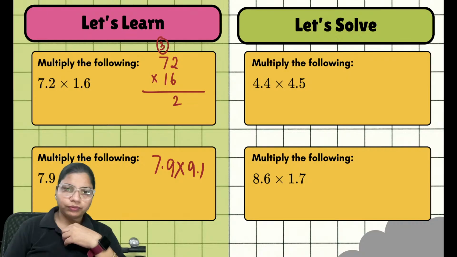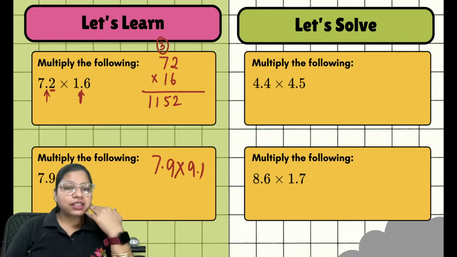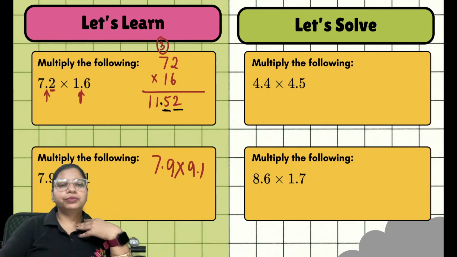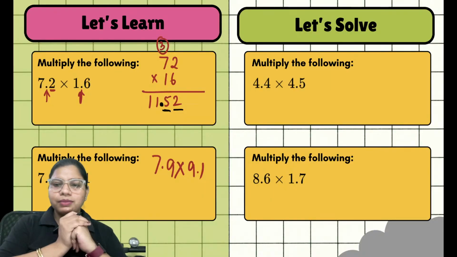Fine. One number after the decimal, another number after the decimal. So how many numbers do we have after the decimal? We have 2 numbers after the decimal. So 1, 2. Let's put our decimal here. So we just count how many numbers are there after the decimal.